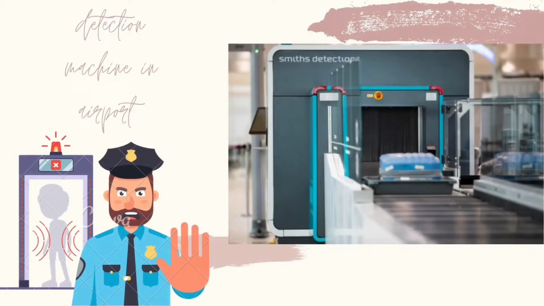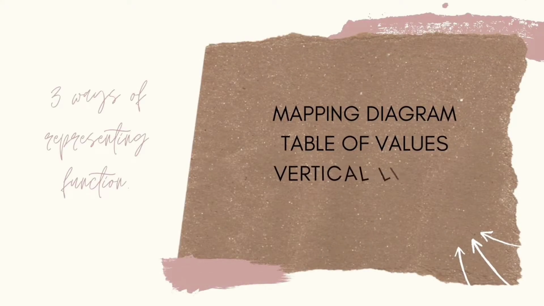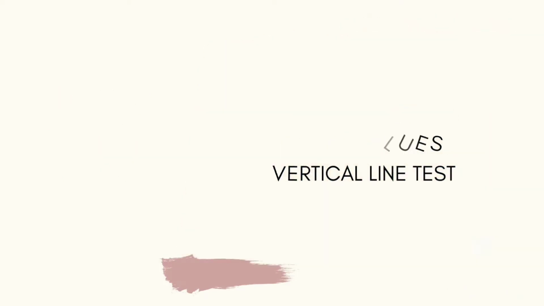We can compare it to a detection machine we can see in airports. If I input one luggage in the red arrow, the output is in the green arrow. But if I input a lot of luggage in it, it might not work properly. There are three ways of representing a function. These are mapping diagrams, table of values, and the vertical line test.